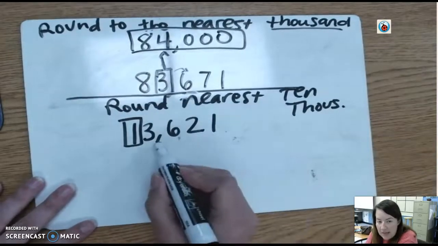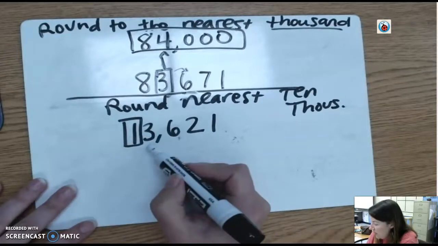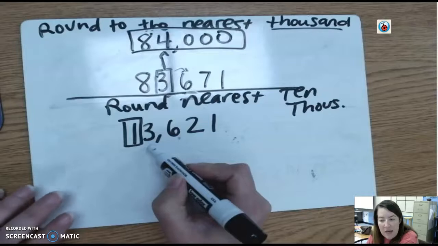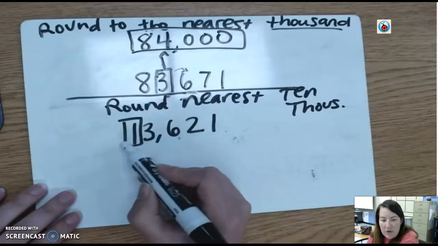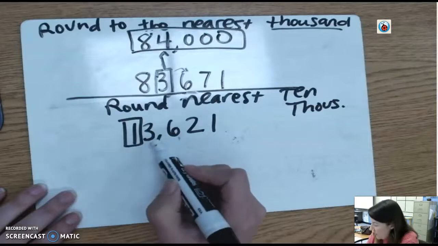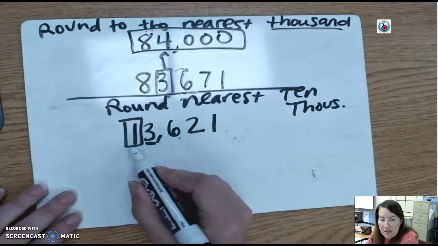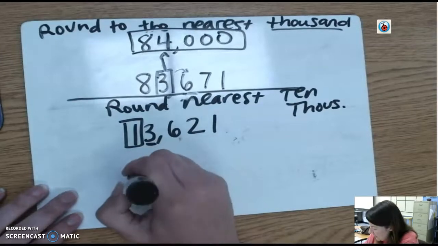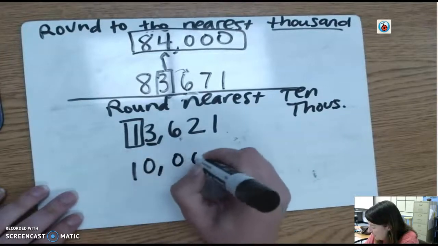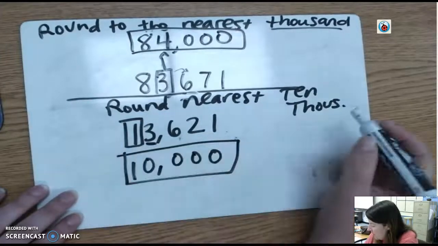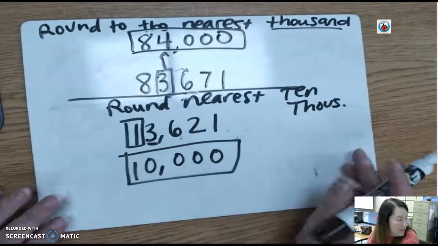Now the number to the right is going to tell us if it's going to go up a floor or if it is going to stay the same. So remember, if it's 5, 6, 7, 8, or 9, the elevator moves up a floor. If it's 4, 3, 2, 1, or 0, the elevator is going to stay exactly the same. So this number right next to it is a 3, which means that this elevator is going to stay the same. So it stays a 1, and everything to the right of the elevator turns into zeros. So 13,621 rounded to the nearest 10,000 is 10,000.